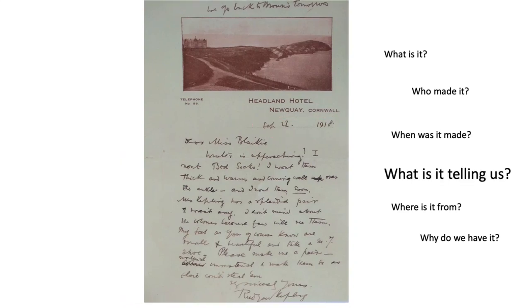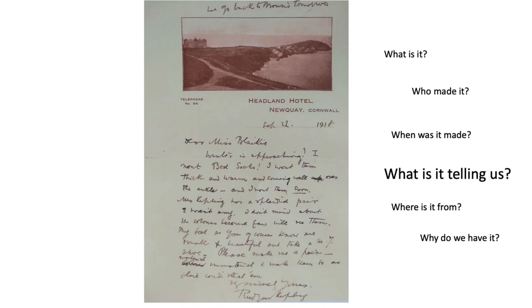The next question, what is it telling us? So now we look again at the letter. We know it's from Rudyard Kipling. It's to somebody called Miss Blakey, so we need to do some research there. We know it's September the 22nd, 1918. So that puts us just before the end of World War I. We can tell a lot from actually the letterhead.